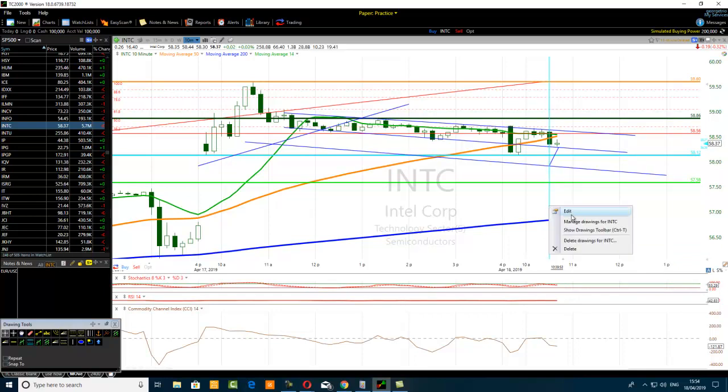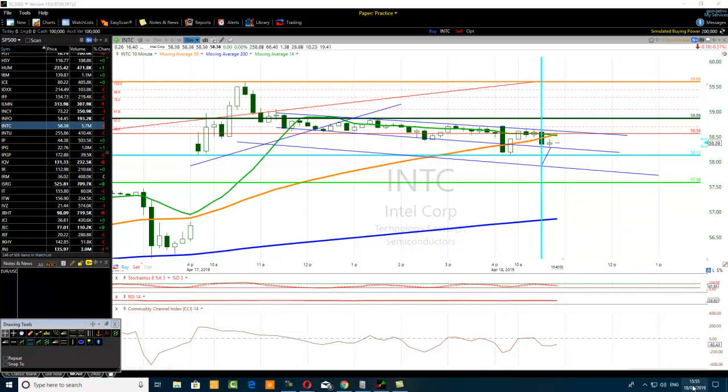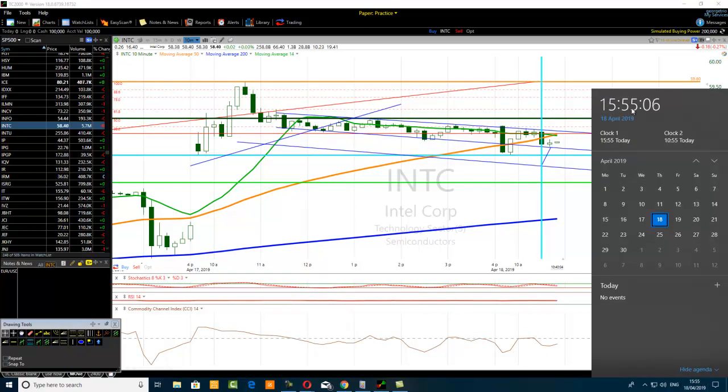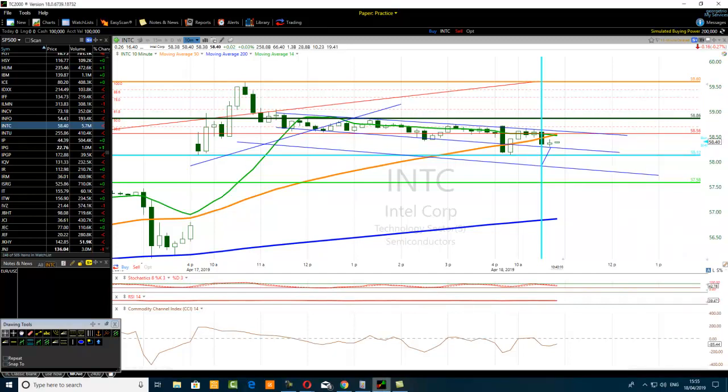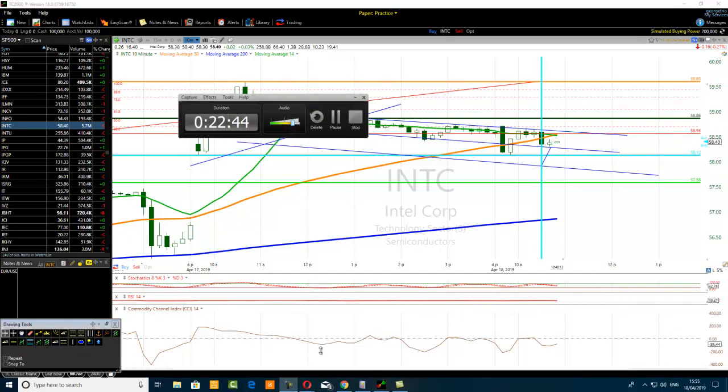So attention to the vertical turquoise line. That's the point where we are pausing the video for the first time. The time in London is 55 minutes past 3 p.m. on the 18th of April 2019. So pausing the video for the first time, and I will speak to you soon after 22 minutes recording. Speak to you soon.